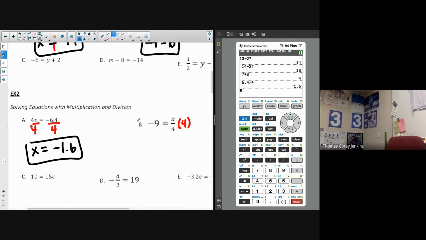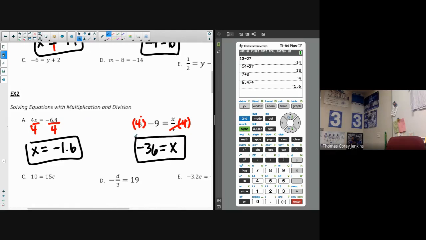And same way over here, so parentheses 4. So I'm multiplying each side by 4. And my purpose for doing that was to get rid of divided by 4. All right, so x over 4 times 4 is 1x. On the other side, we have 4 times negative 9. That is negative 36. That's equal to x.